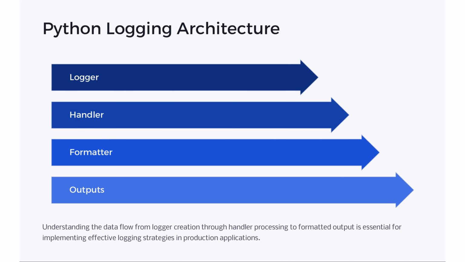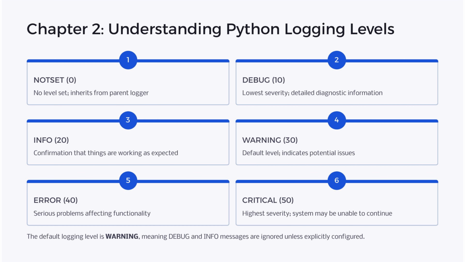In Python logging, the logger initiates the logging process by creating log messages. These messages are then passed to handlers, which determine their destination, such as files or consoles. Finally, formatters shape the log's appearance, adding timestamps and severity levels, ensuring clarity and consistency in log outputs for effective monitoring and debugging. Python logging levels range from not set to critical.